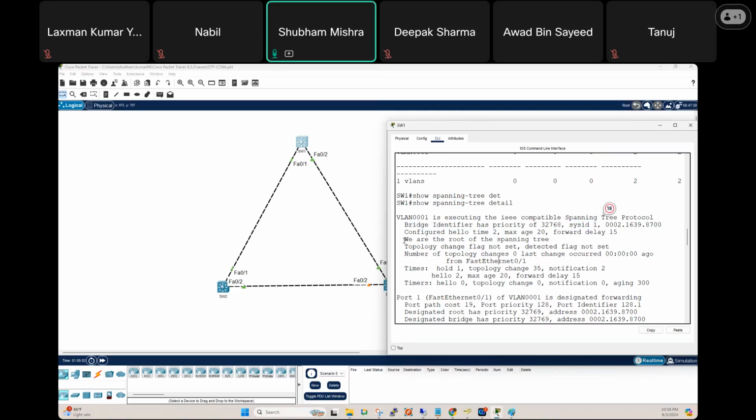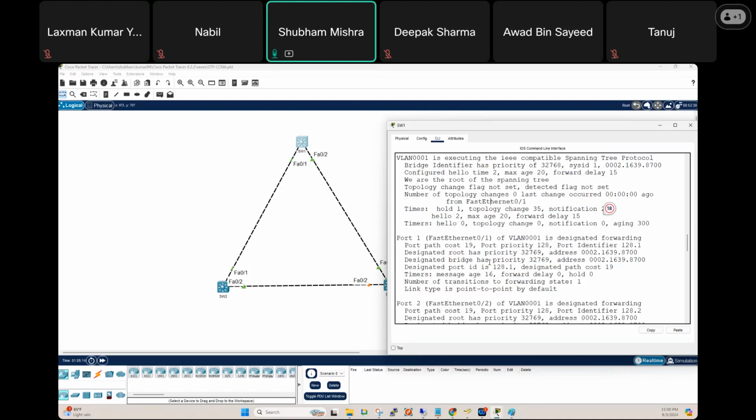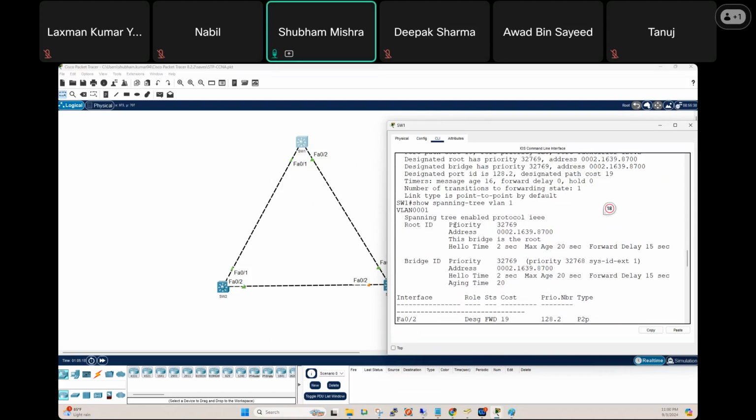Now see, we are the root of the spanning tree. It means for VLAN number 1, this switch is called the root bridge. Now I write show spanning-tree VLAN 1. When I write this command, what is this line? This bridge is the root. Among these 3 switches, which is the root bridge? Switch number 1 is the root bridge, because its MAC address is lower compared to switch number 2 and 3. Clear? Switch number 1 is called the root bridge.